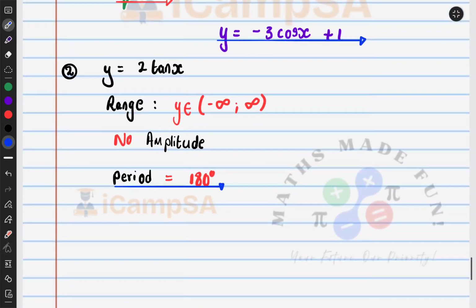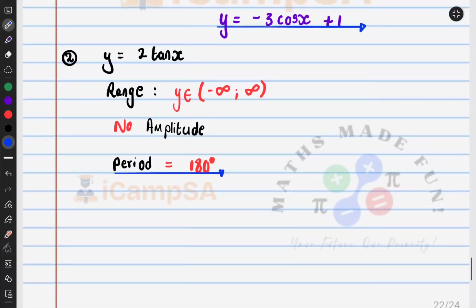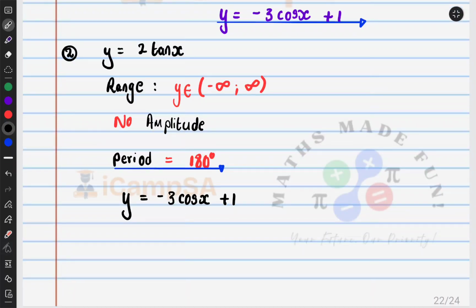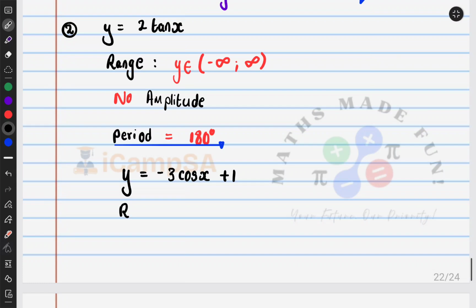And then for the other function, which is y is equal to negative 3 cos x plus 1, we start with the range.